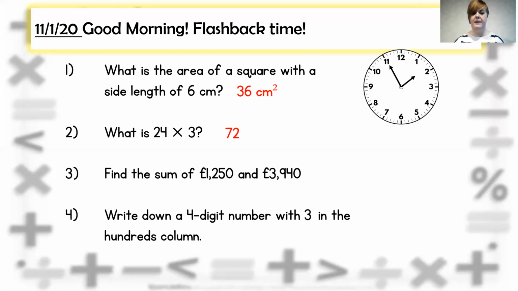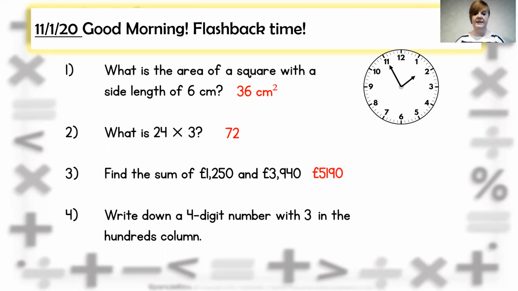Number 3. Find the sum of £1,250 and £3,940. Again, lots of different strategies that we could use. Partitioning, column addition if you wanted to. Get the answer £5,190.